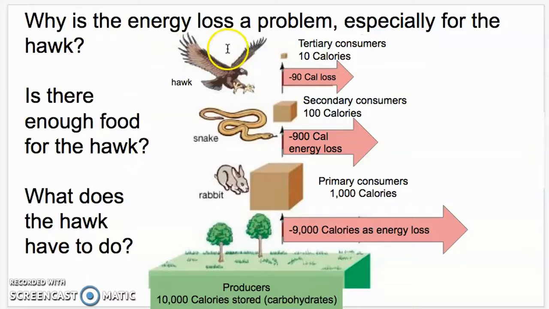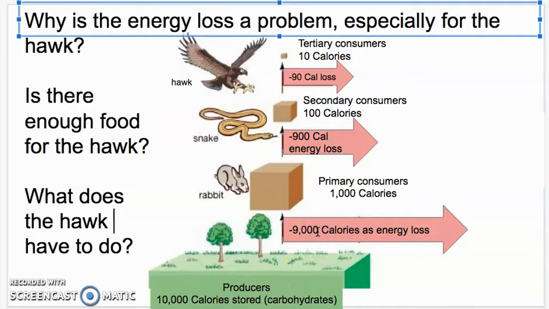So why is energy loss a problem, especially for the hawk? So think about, at the producers in grass, we had 10,000 calories stored. We lost 90% or 9,000 calories. The rabbits had 1,000 calories stored. They lost 90% or 900 calories. The snakes had 100 calories stored. They lost 90% or 90 calories. So we keep losing energy as we go up until there's only 10 calories left for the hawk.